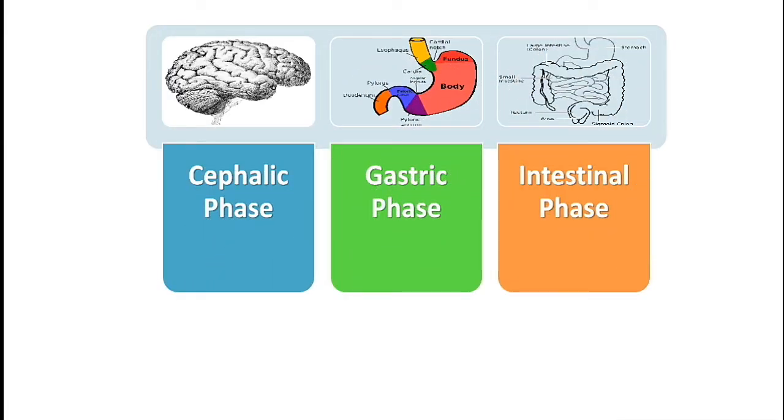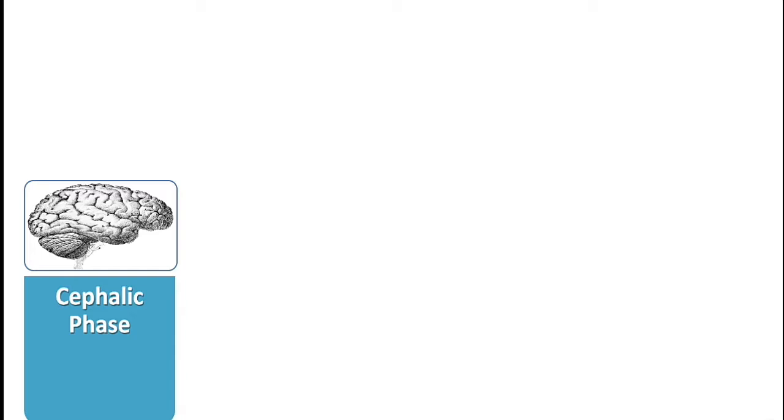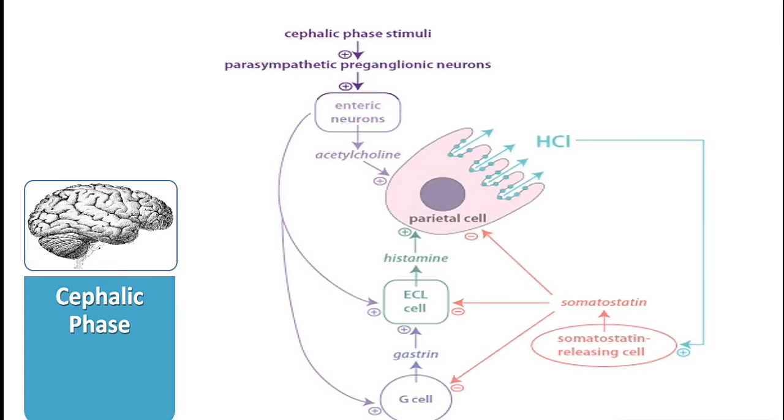1. Cephalic phase. Cephalic phase stimuli are things like the sight, smell, taste or thought of food. These stimuli, processed by the brain, activate enteric neurons via parasympathetic preganglionic neurons traveling in the vagus nerve.